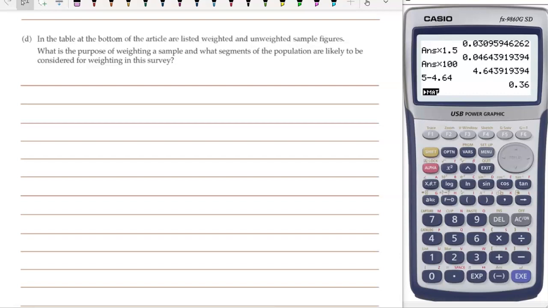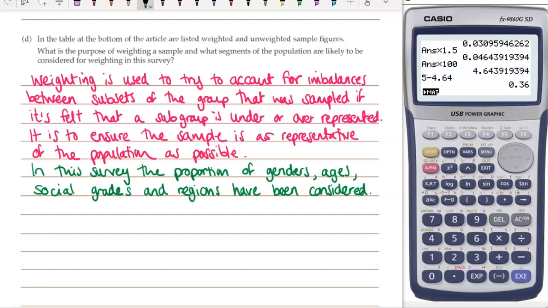D asks us to explain sample weighting because it was used in the table underneath that graph. So we know that these results were weighted according to the amounts of people that we had responding from different categories. Okay, so first of all, we talk about the purpose of weighting a sample is to try to correct for any imbalances between subsets of the population that was sampled. And then we talk about what's been considered in this survey, and then we'll go on and say how they've been adjusted.